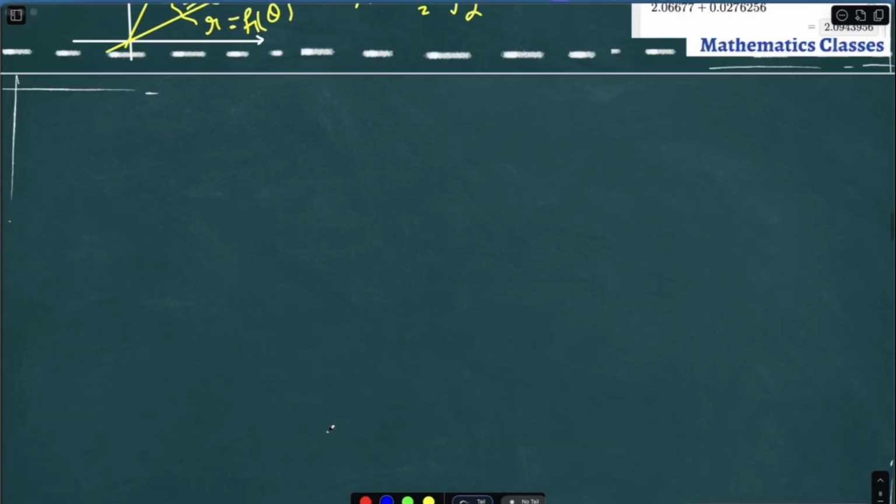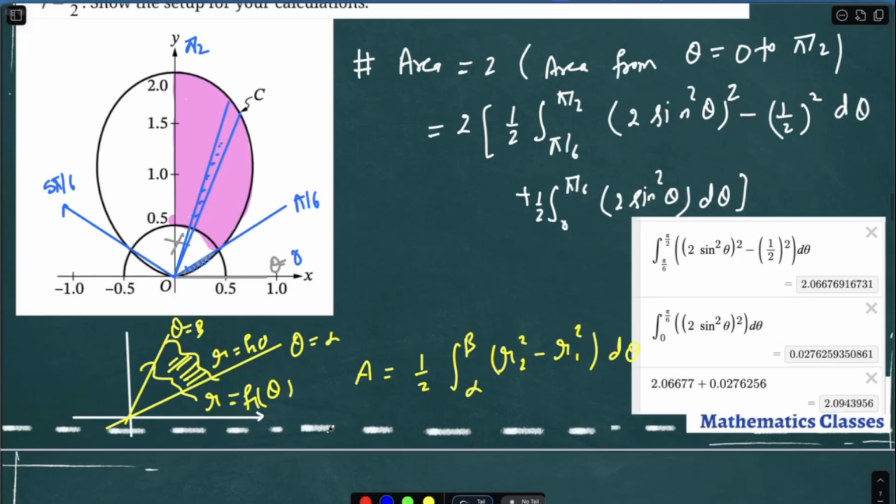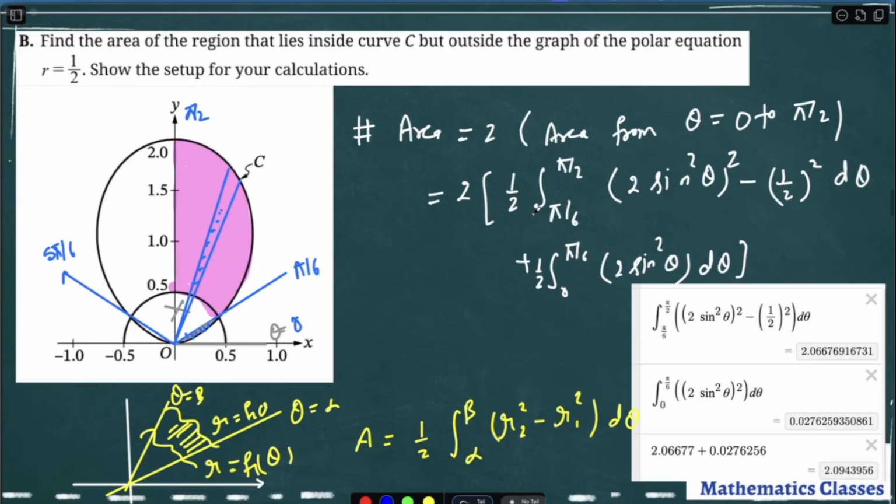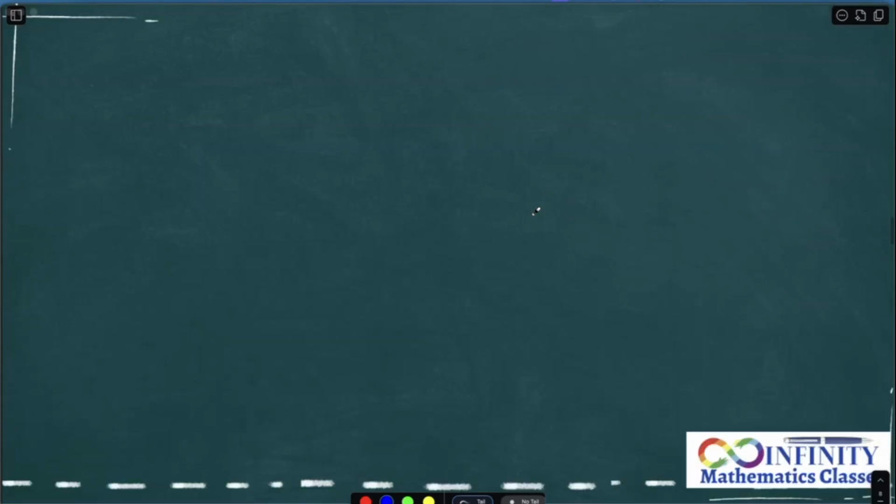Multiply by 2? Yes, when you multiply by 2, 1 by 2 and 1 by 2 will be cancelled out, so you will be left with the integration only. So I calculated the integration only and added these two values. So I cancelled out these two there. Any doubt? I used symmetry here. Okay, so let us go to the next question, that is the C part.